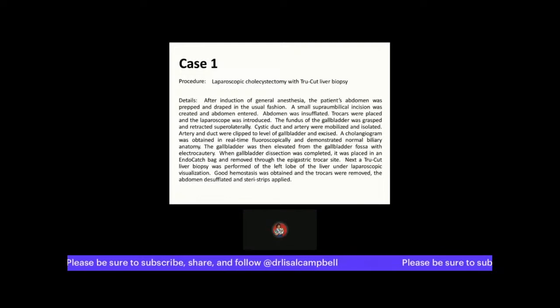The fluoroscopy is used to visualize that body part that they're working in so that they don't have to have it open to the naked eye. So they'll usually use fluoroscopy to get a real time image. The gallbladder was then elevated from the gallbladder fossa with electrocautery. When the gallbladder dissection was completed, it was placed in an endocatch bag and removed through the epigastric trocar site.